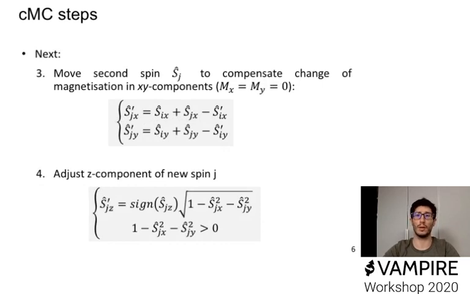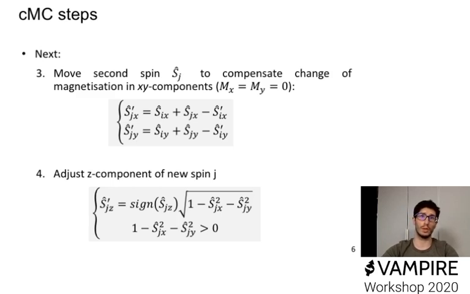Now what we will do though is to move the second spin, to actually adjust the second spin so that it will preserve the condition that the magnetization must be aligned along Z, which means at the same time that the mx and my components of magnetization must be 0. So we can see here the condition for the new components of the spin J, our compensation spin, which oppose the new directions of the spin I in the x and y.